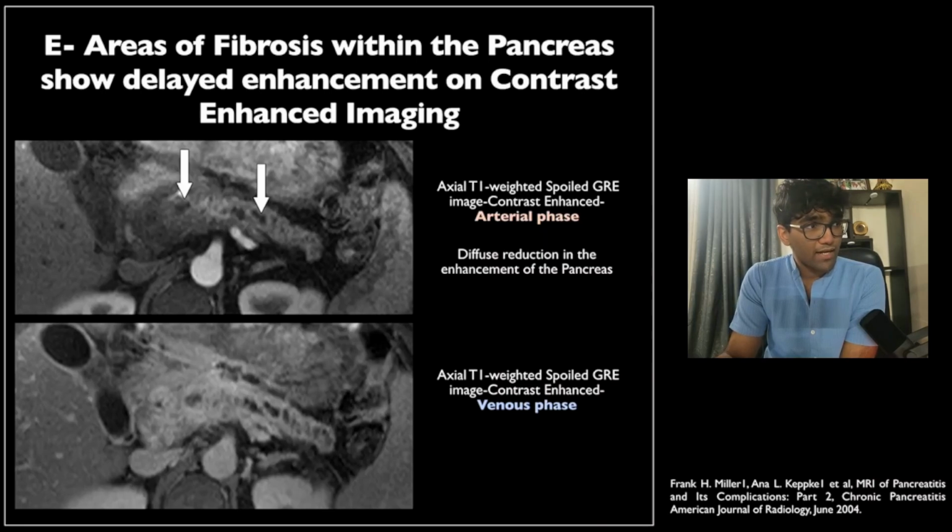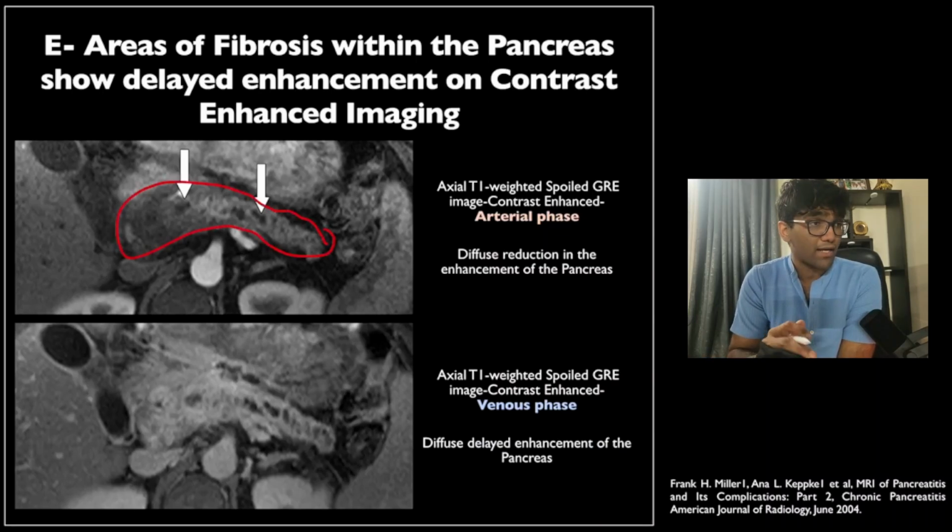In the next image, this is an axial T1 weighted spoiled gradient recalled image, which has been contrast enhanced and taken in the venous phase. In this, we find that there is a diffuse delayed enhancement of the pancreas. Normally the pancreas enhances early and uniformly during the arterial phase and early venous phase, whereas this pancreas is enhancing late but relatively uniformly in the delayed phase. There is also notable duct dilatation, which we'll come to.